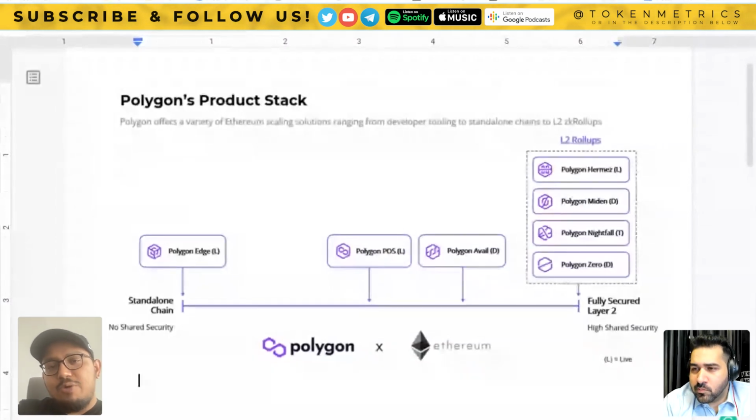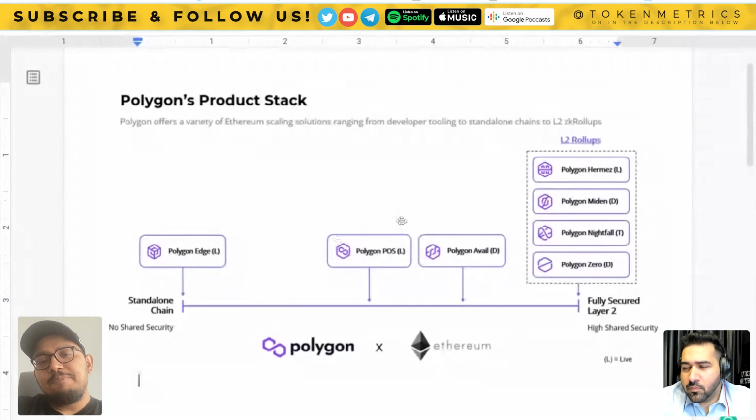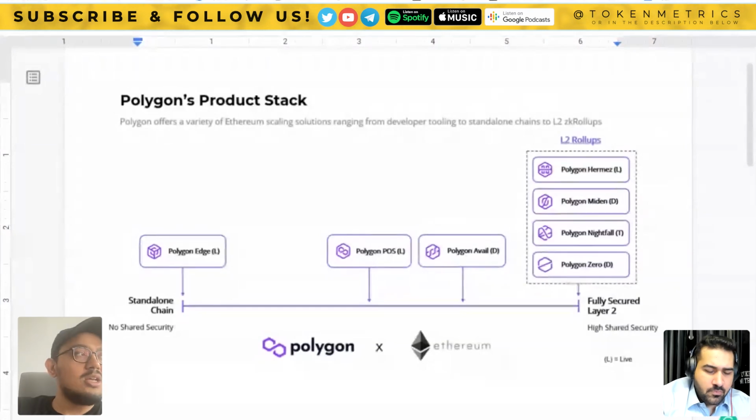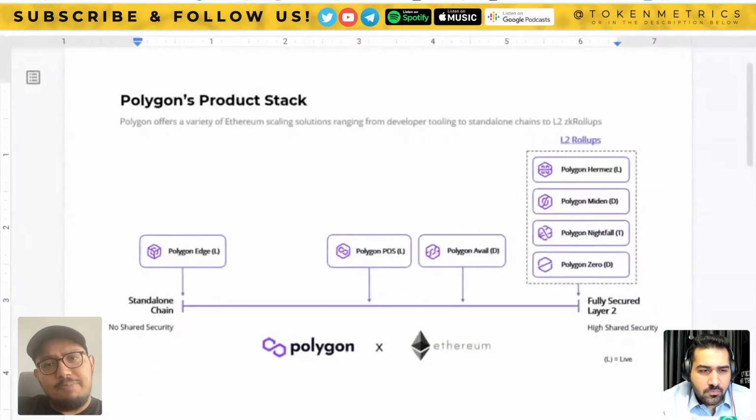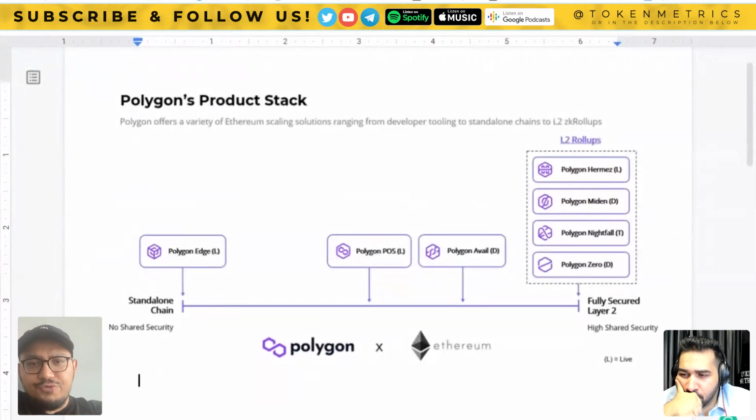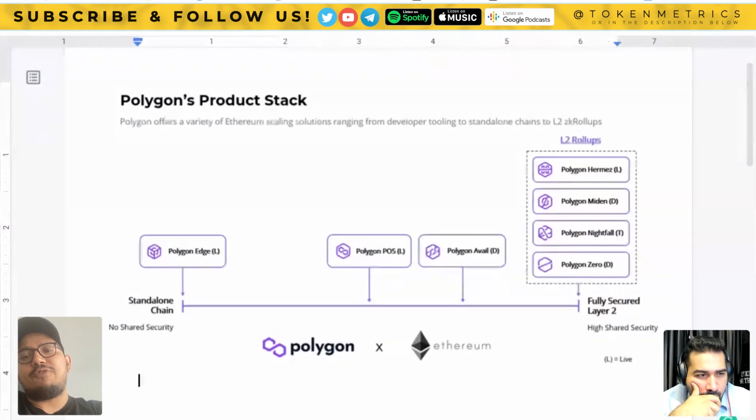For example, Polygon POS, which is shown in the middle, is actually somewhere in the middle, in the sense that it is completely dependent on Ethereum. It cannot exist without Ethereum. But it is also not fully secured from Ethereum. It does a checkpointing process into Ethereum where everything goes on Ethereum main chain as a proof, but it's not fully secured from Ethereum. Whereas the ZK rollups, which you actually specifically asked about, are going to be full-blown layer 2s, which publish their proofs and derive the security from Ethereum, right?